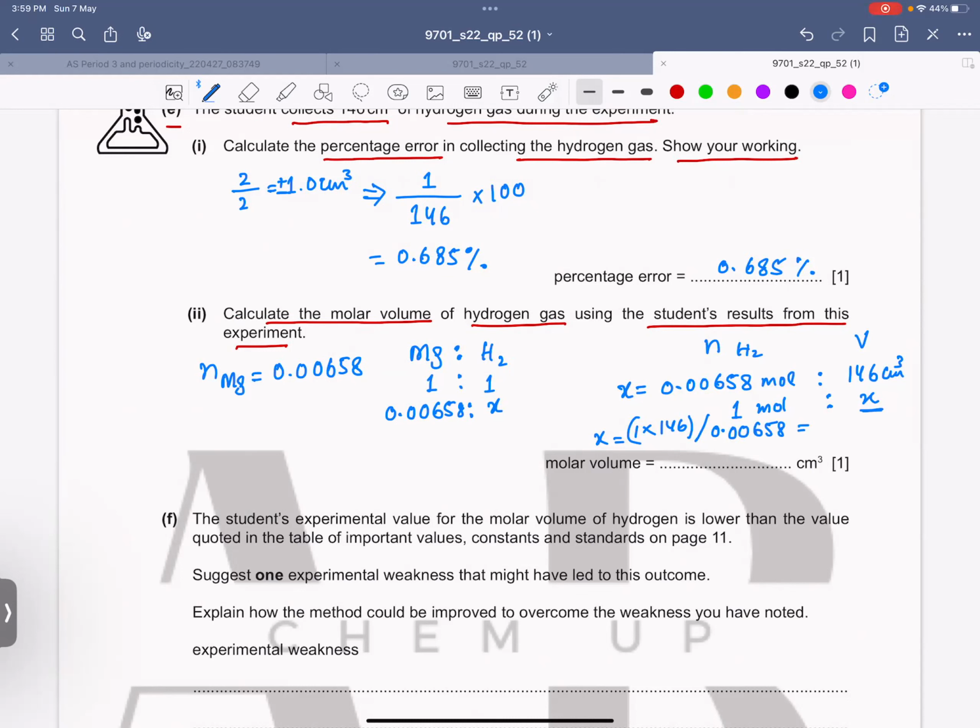Sir, 22,200. Is it 22,200 only? No sir, I rounded off. Tell the correct value. 22,188.45. 188. Okay. So 22,188 centimeter cube. Is this clear to everyone?